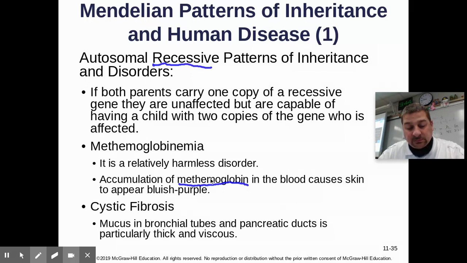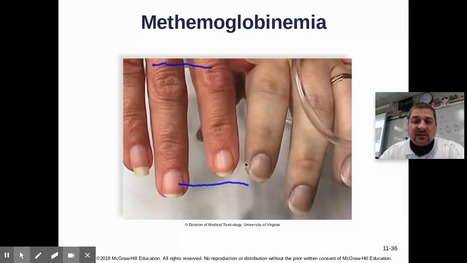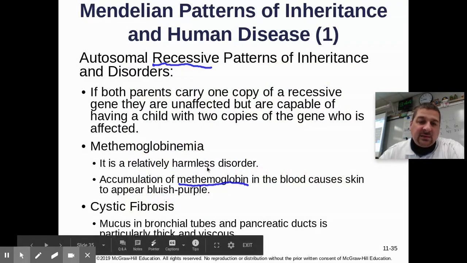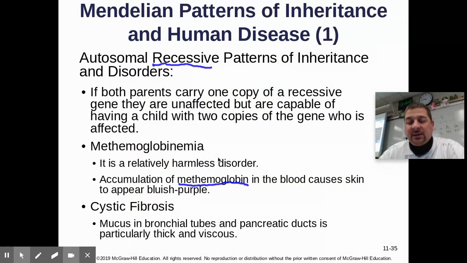And if I go to the next slide here, it'll show you a picture. So this bluish color here, you see normal. Here you see that bluish color in the joints and under the fingernails. That bluish color shows up. It's, again, relatively harmless, but kind of weird in how that shows up.